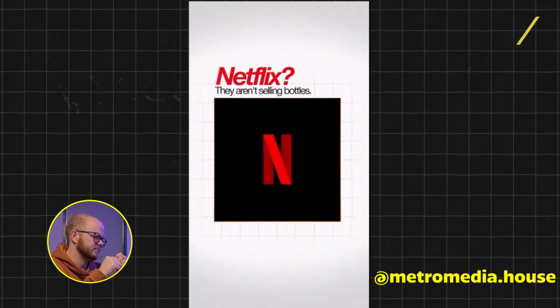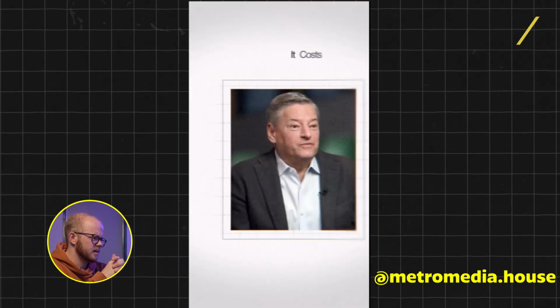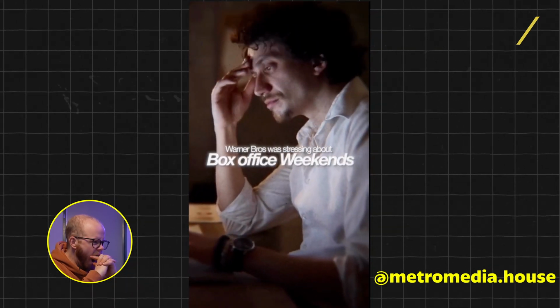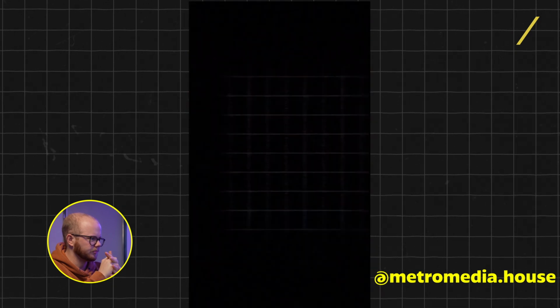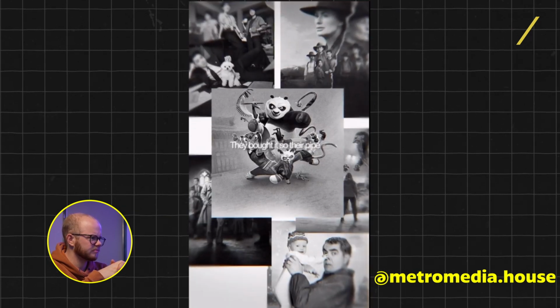Netflix? They aren't selling bottles. They are the utility company. They laid the pipes into your house. Once the pipes are there, it costs them $0 to send you more water. Warner Bros. was stressing about box office weekends. Netflix doesn't care about weekends. They care about churn. They didn't buy Warner Bros. to make money on tickets. They bought it so their pipe never runs dry.